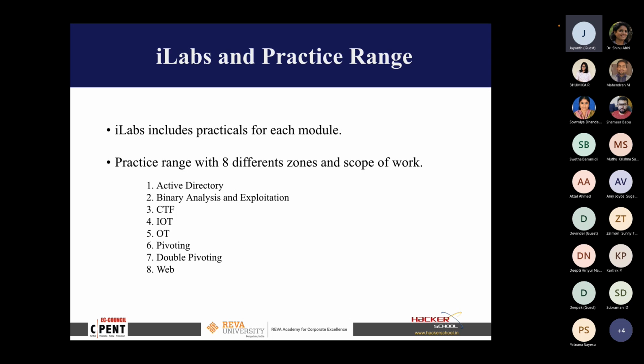So pivoting or double pivoting falls under the same range. So these are the 5 ranges. Each range 500 points, and altogether 2,500 points. So if you earn 70%, you are CPENT. If you earn more than 90%, then you are CPENT and also LPT master. So that is kind of bonus certificate.